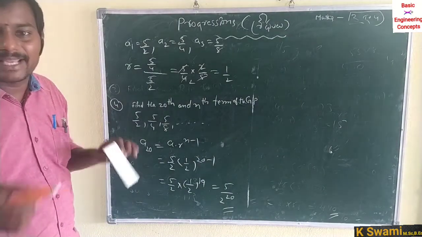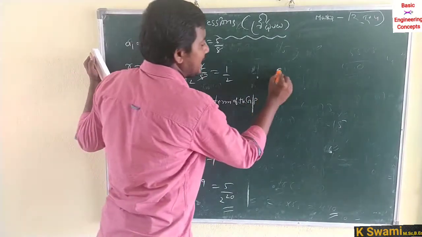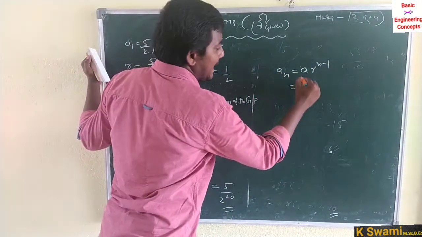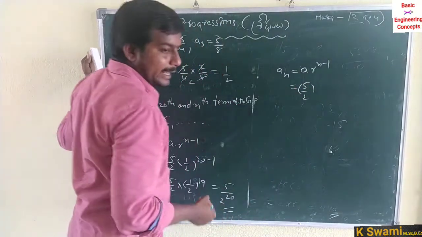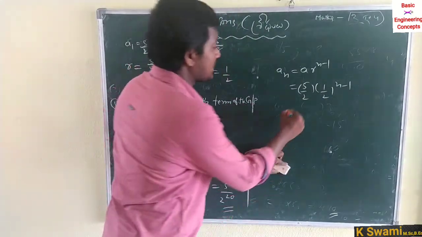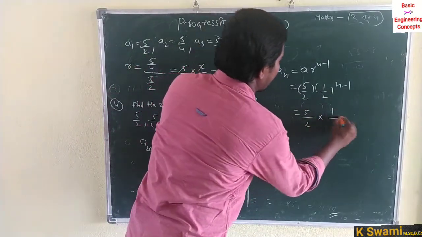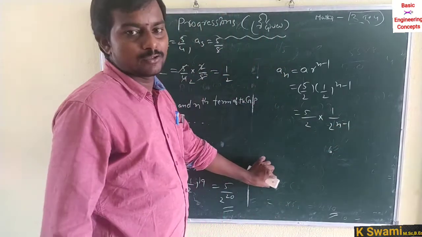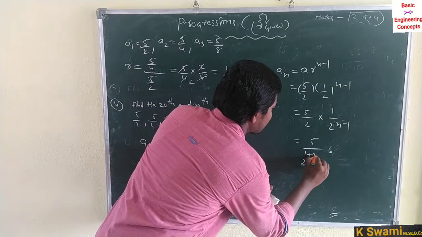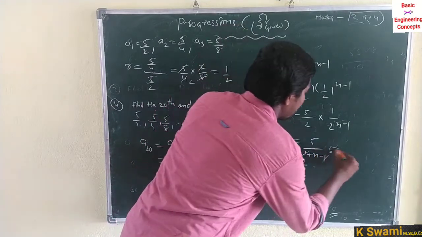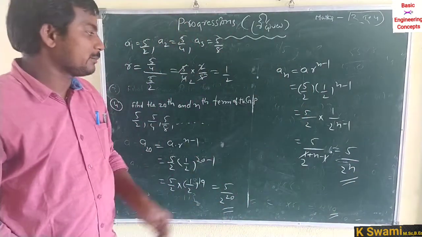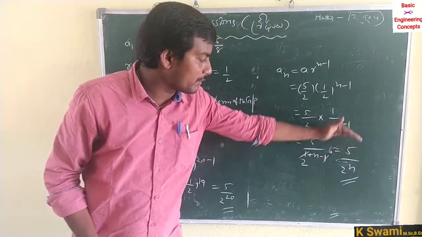And also find the nth term. The nth term an is equal to a into r power n minus 1. So a means 5/2 and r means 1/2, whole power n minus 1. That is equal to 5/2 into 1/2 power n minus 1. So bases are equal, powers are adding. So 5/2 power 1 plus n minus 1, 1 and 1 cancel, leaving 5/2 power n. The nth term in the given series is equal to 5/2 power n.